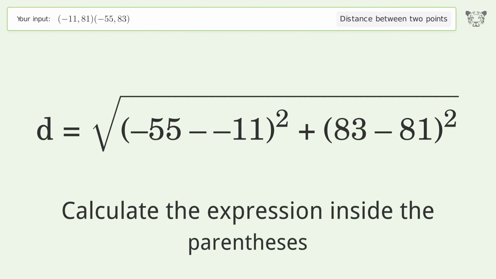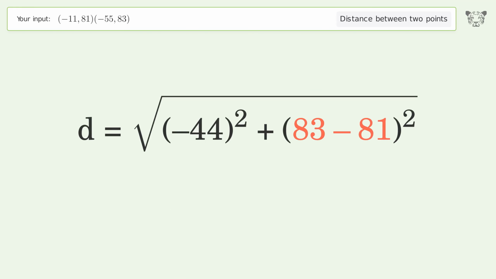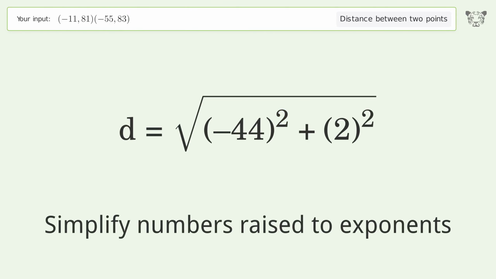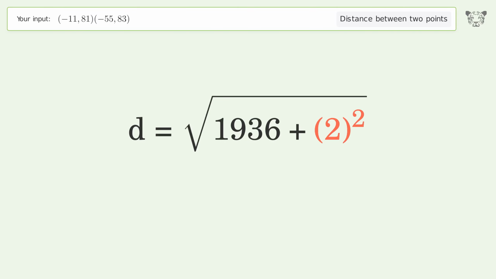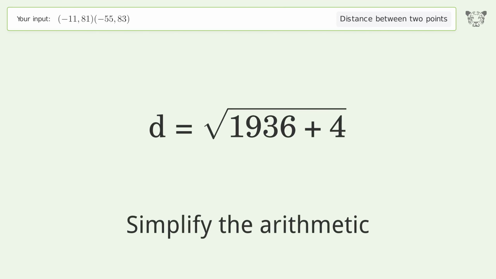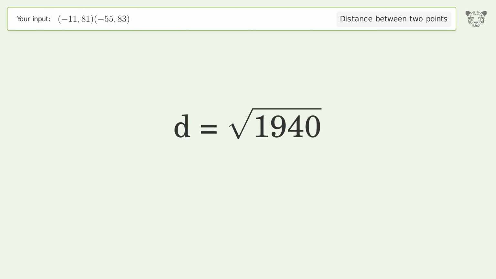Calculate the expression inside the parentheses. Simplify numbers raised to exponents. Simplify the arithmetic. And so the distance between the 2 points is the square root of 1940, or 44.045.